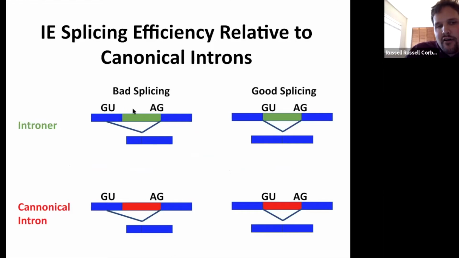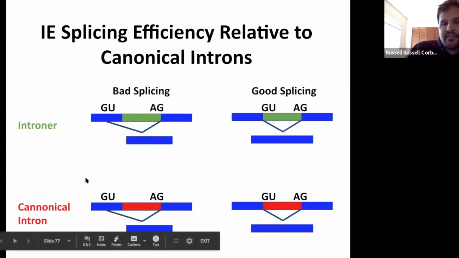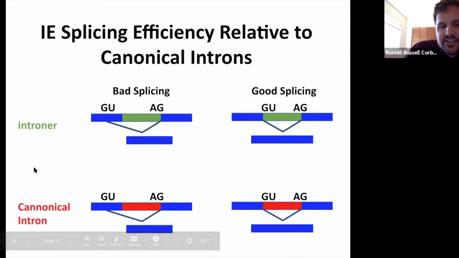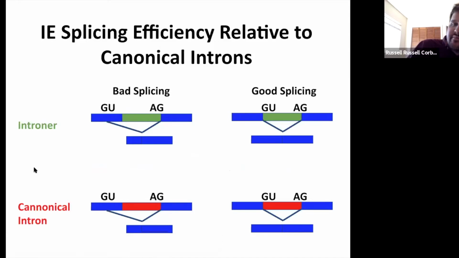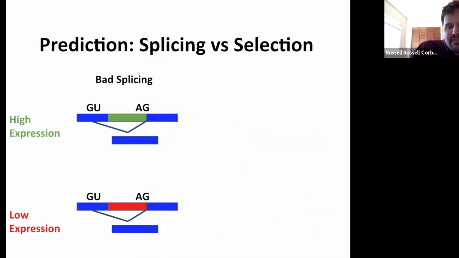So we want to know how frequently bad splicing occurs in general. In this case, what we're going to do is compare the introner introns to just canonical introns that do not appear to be recently gained in the genome, and look at the ratio of bad to good splicing. And finally, we're also going to look at high expression versus low expression genes.